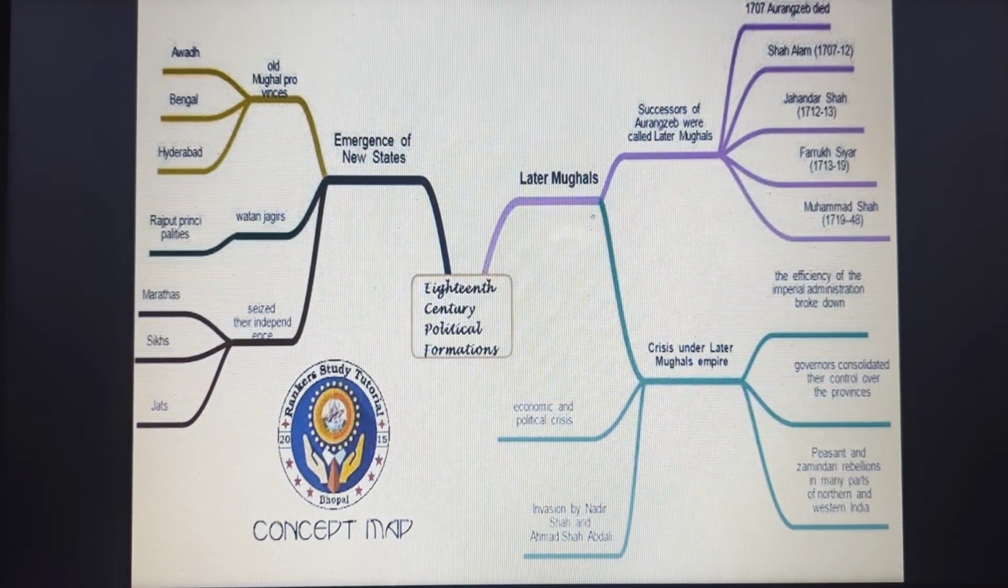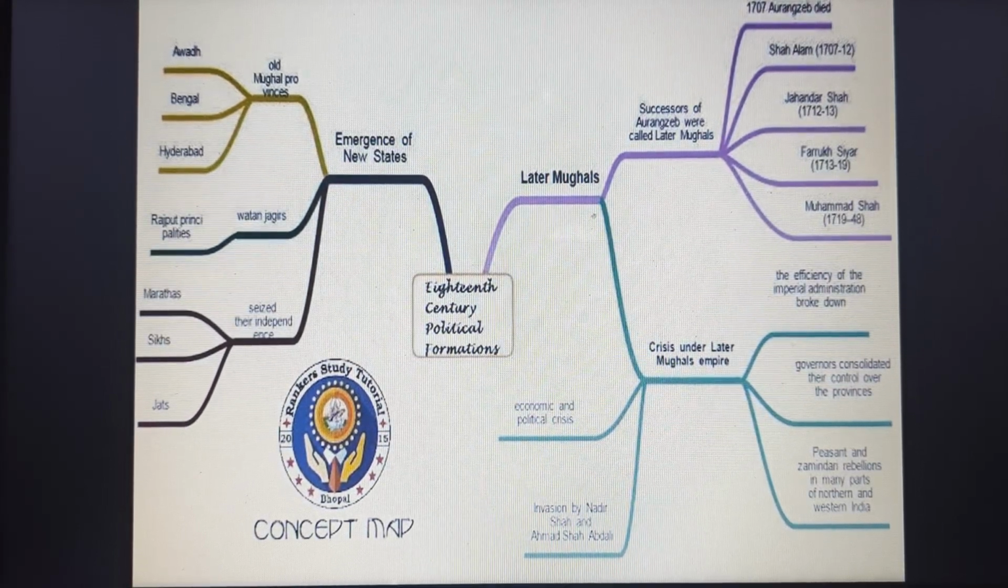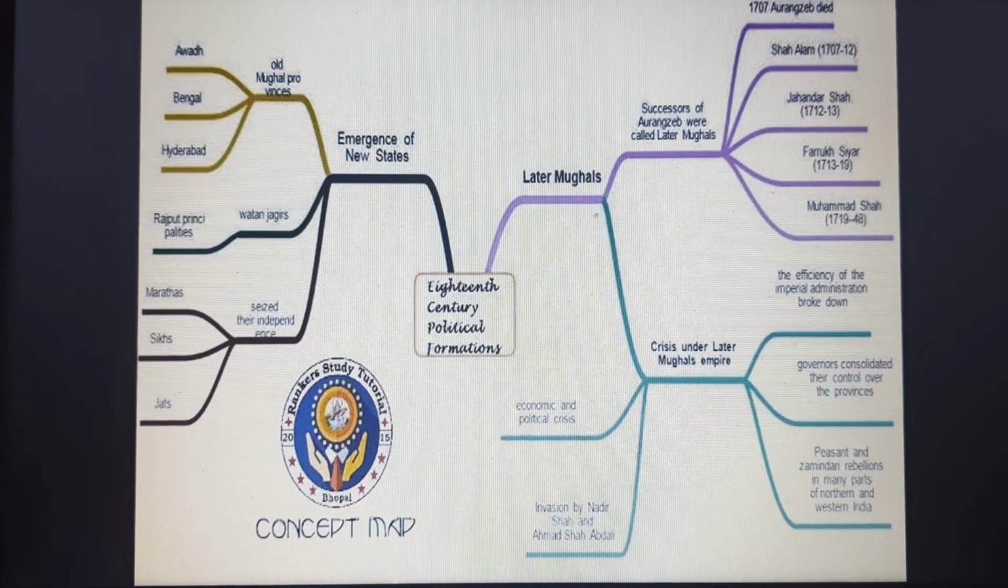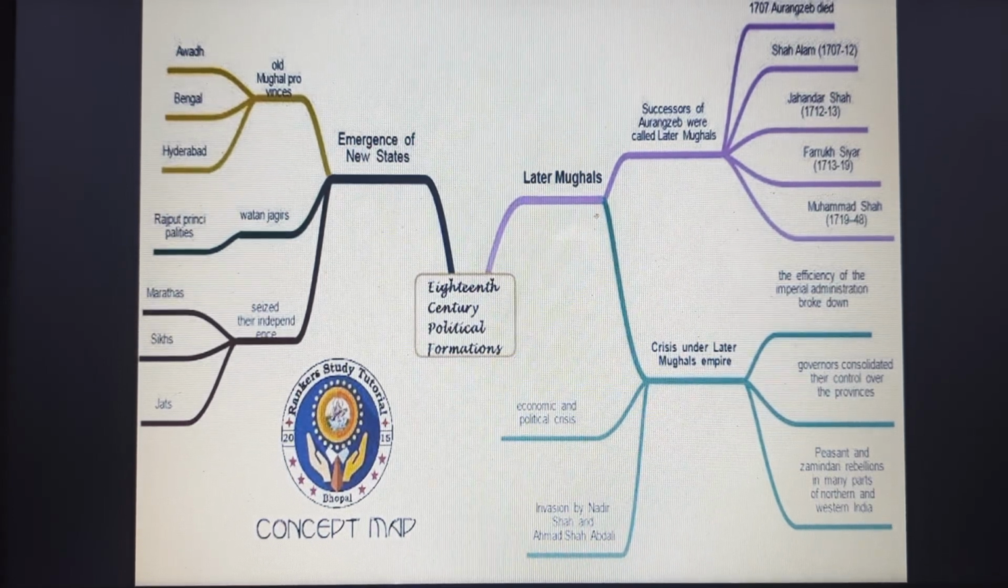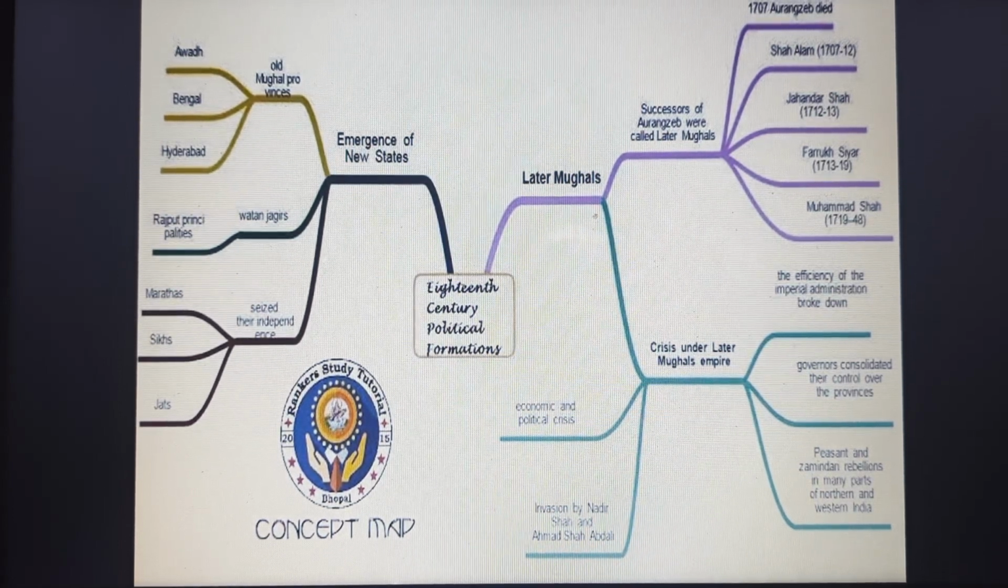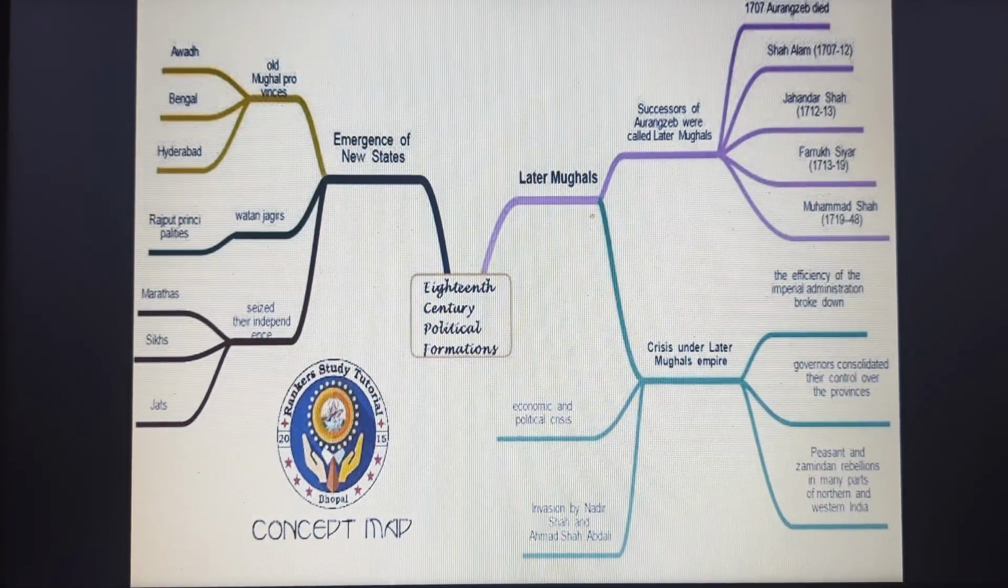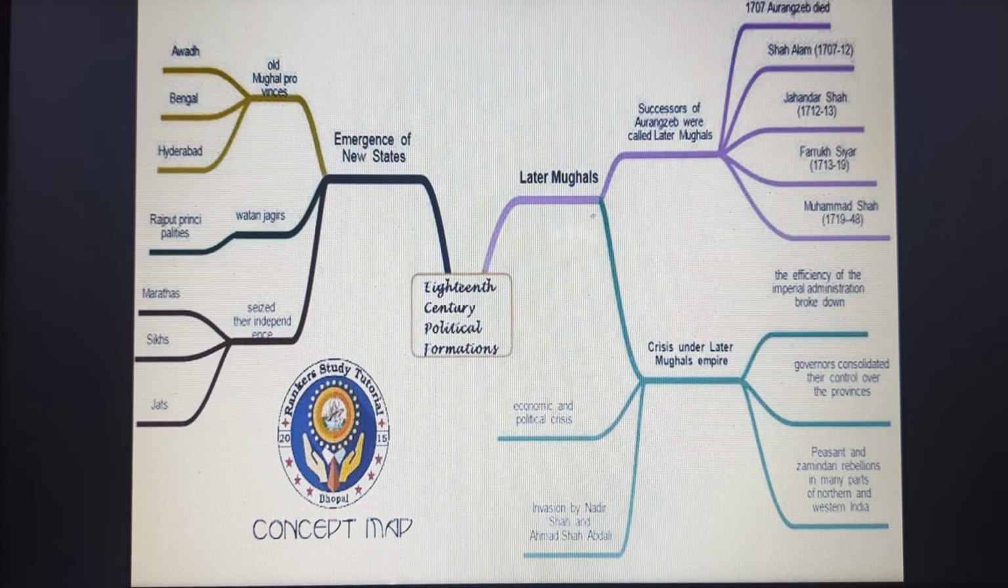Emergence of new states: three new states emerged from old Mughal provinces, and they became Awadh, Bengal and Hyderabad, which we have read in detail. Next, the Watan Jagirs were Rajput principalities, which from the time of Akbar were getting some benefits. And third, those who seized their independence, meaning the Marathas, Sikhs and Jats, declared themselves independent and were no longer following the Mughal rulers.